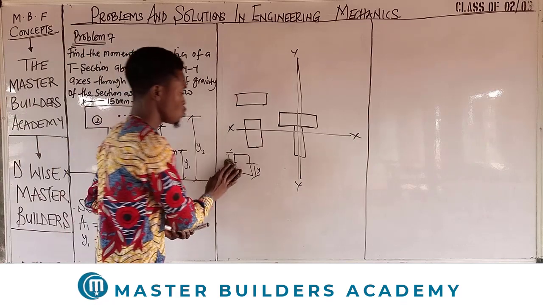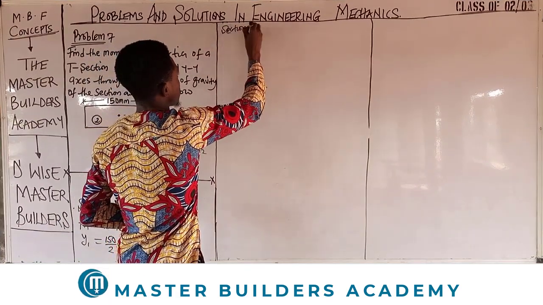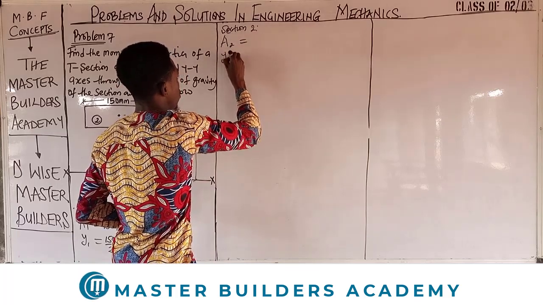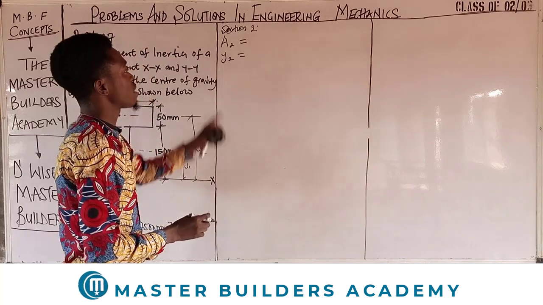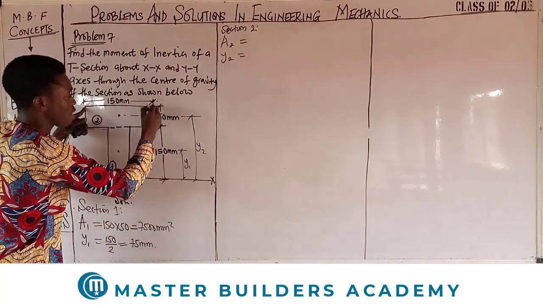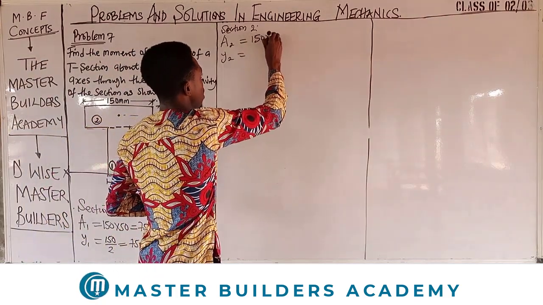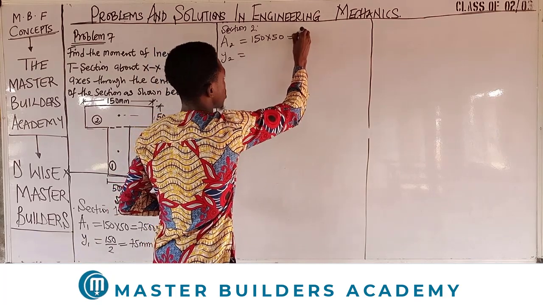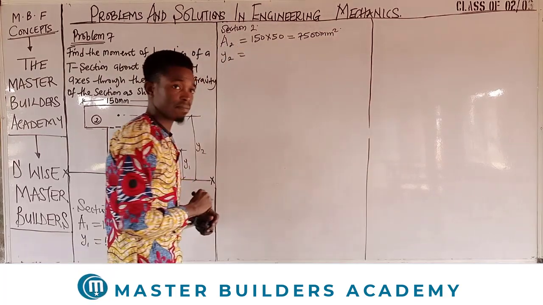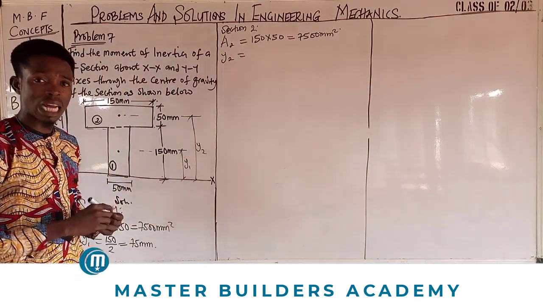Now we move to section 2. For section 2, we will equally obtain area 2 and y2. Now the area 2 will be the area of this section, which will equally be what? 150 by 50, length times breadth. 150 by 50, and this will equally give us 7,500 millimeters squared. Okay, now what about the centroid? This is where you need to pay very close attention.